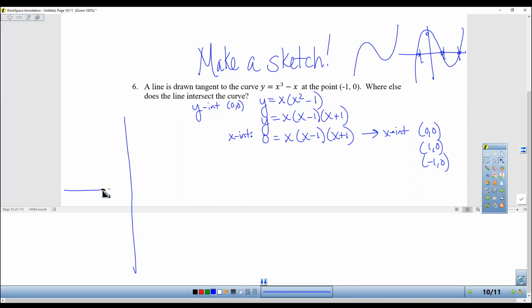So now you can make a really great sketch. 0, 0, 1, 0, negative 1, 0. And it goes to the point negative 1, 0, which you already know. That didn't give us anything else. Good. So it goes up like this. I don't know how high or low it goes. Doesn't really matter. I'm trying to make a decent sketch. And now I'm going to draw a line tangent to the curve at that point. So here's my tangent line. It's going to be very steep.